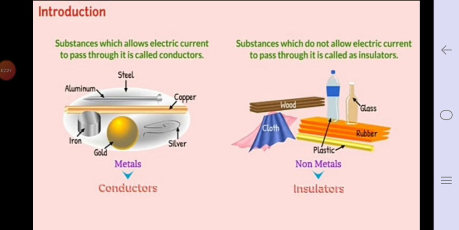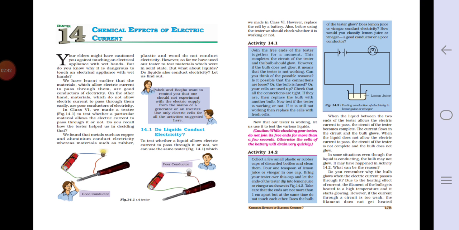So we are grouping the materials into different groups. Now we are going to group them into solid and liquid. Now solids are good conductors, bad conductors, that we discussed. But what about liquids? That we are going to discuss in this lesson.